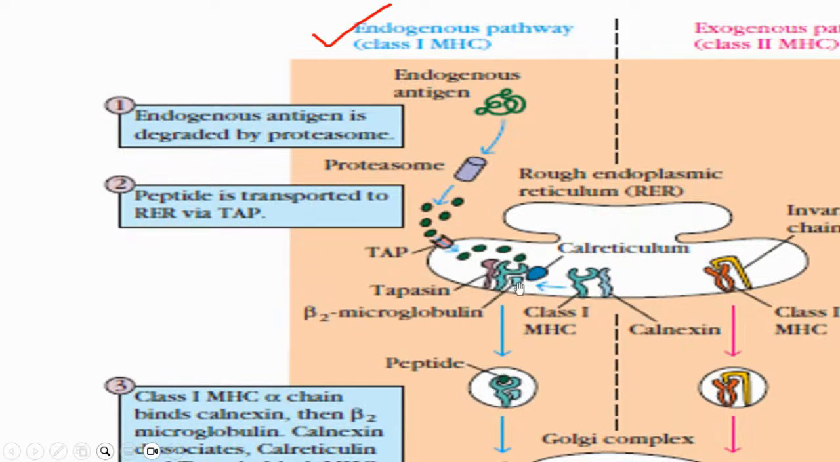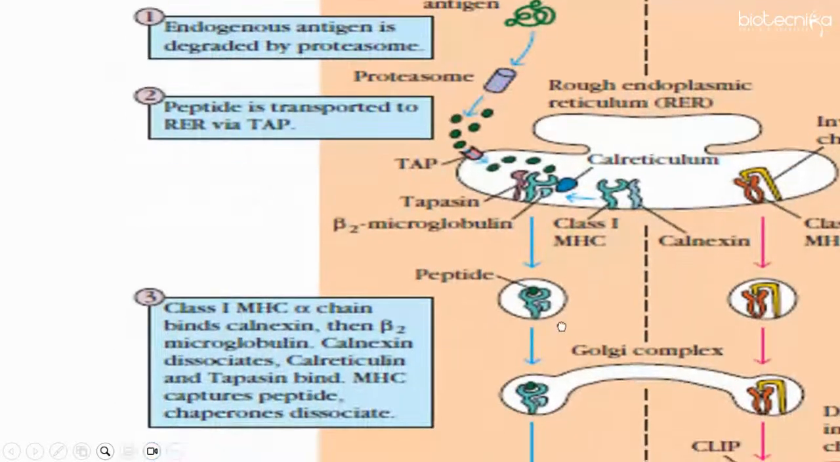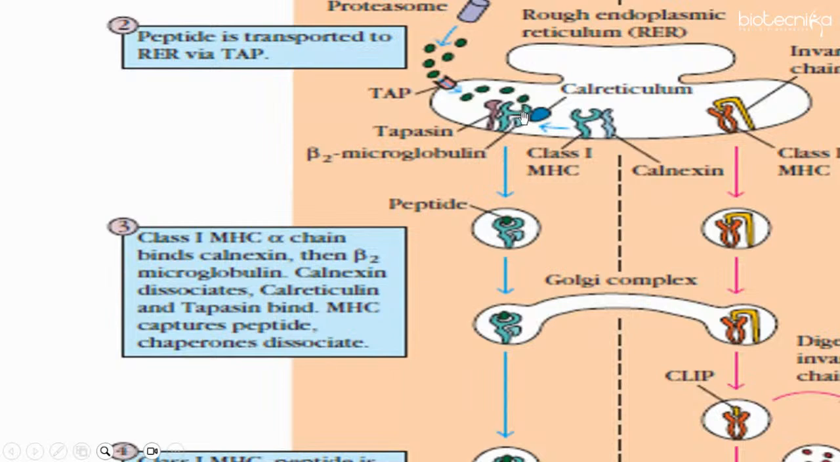When this processing is complete, this molecule is loaded with the peptide. Now you can see the molecule loaded with the peptide, and it is sent out. It is exported out of your endoplasmic reticulum. So class 1 MHC alpha chain binds calnexin, then beta 2 microglobulin. Calnexin dissociates, calreticulin and tapasin bind. MHC captures peptide, chaperones dissociate.